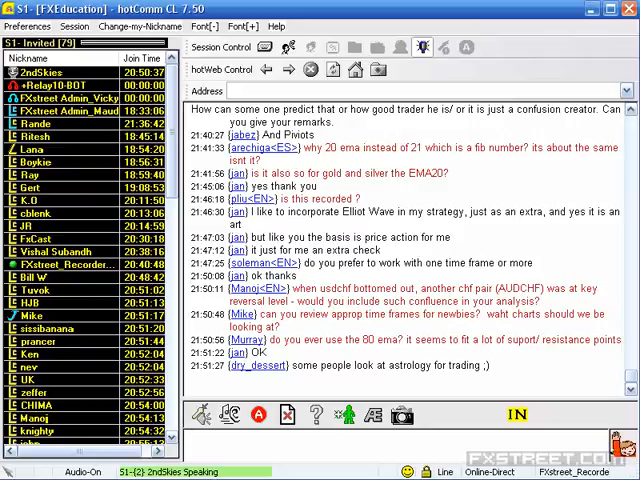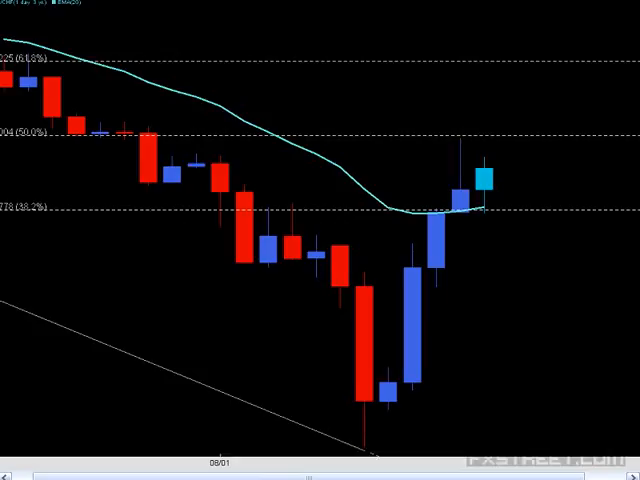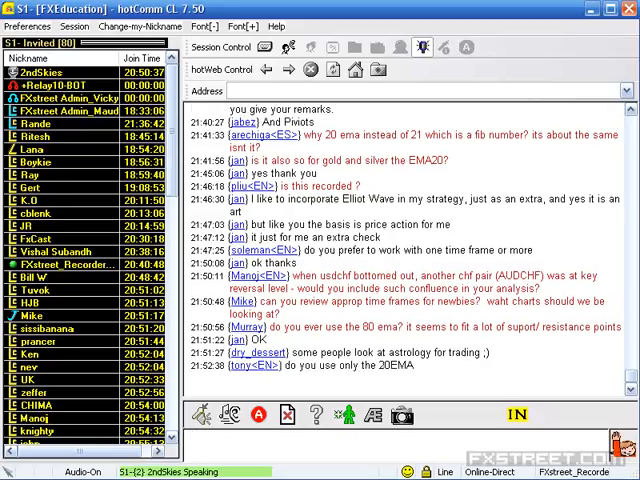Manoj says, when dollar Swiss bottomed out, another Swiss pair, Aussie Swiss, was at a key reversal level. Would you include such confluence in your analysis? Not really. It's more like, hey, not a surprise. Usually when major market reversals or major interventions happen, they're not just a random level. Especially if the SNB didn't get involved, they are looking for key levels across the board. They look at all the Swiss franc pairs and say, we're approaching or at critical levels. Euro Swiss getting there, dollar Swiss getting there, now is the time to get in.